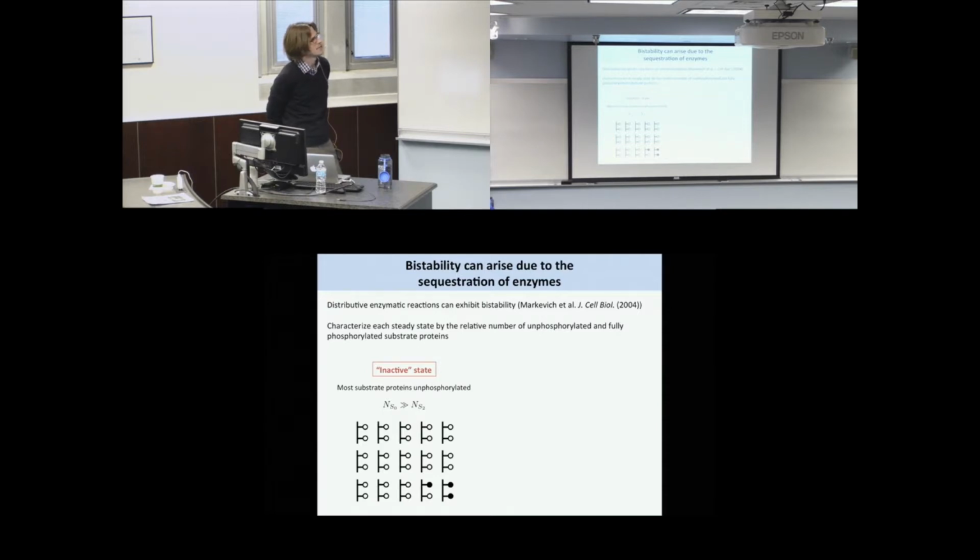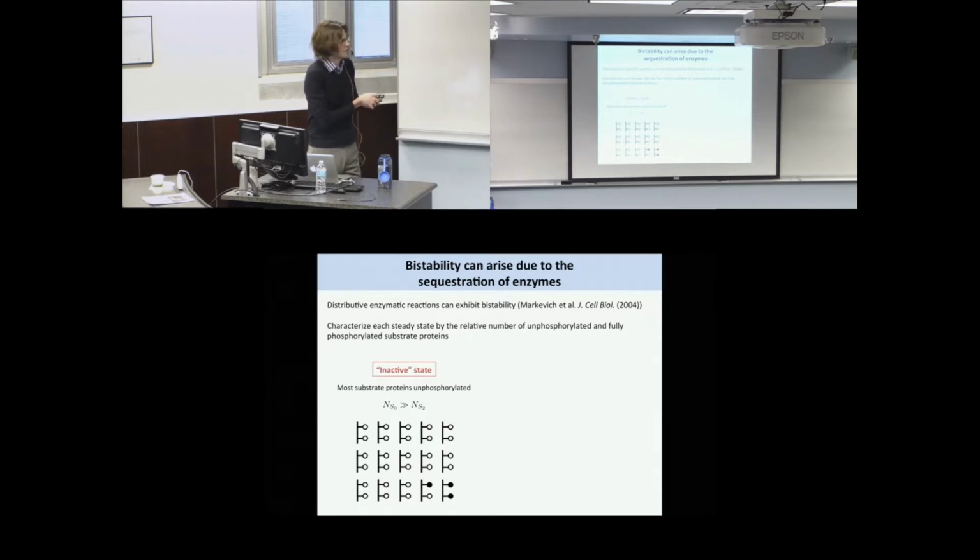Okay, so why does this system exhibit bistability? Well, one can show rigorously that it in fact does exhibit bistability in some parameter regimes. This was discovered about a decade ago initially. To characterize when bistability is present in the system, we'll characterize one of the stable steady states as inactive and one as active. Inactive is the state in which most substrate proteins, these S proteins, are unphosphorylated, which means that the number of unphosphorylated molecules will typically vastly exceed the number of fully phosphorylated ones.